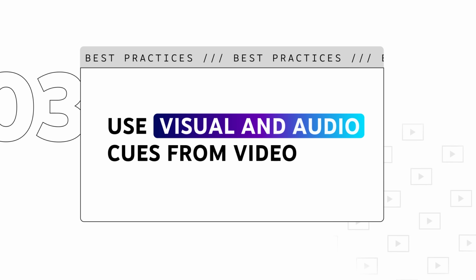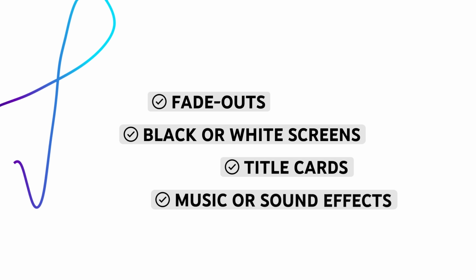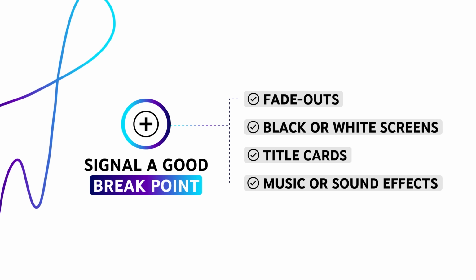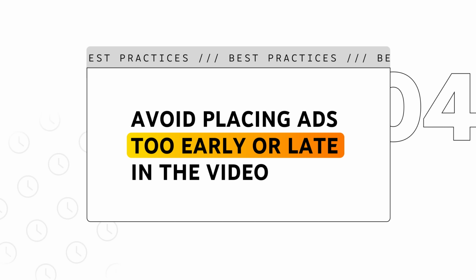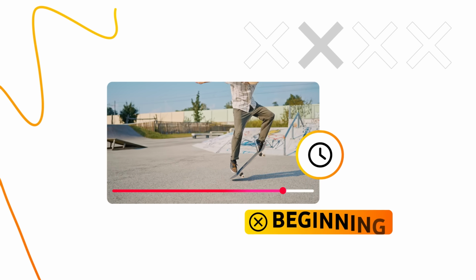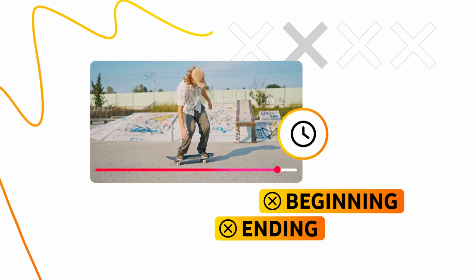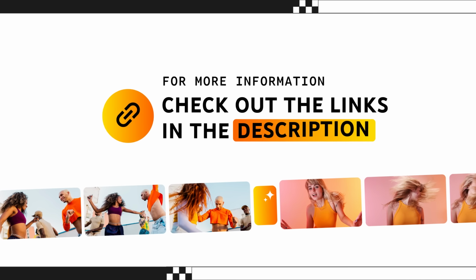Use visual and audio cues from video. Fade-outs, black or white screens, title cards, and changes in music or sound effects can signal a good breakpoint. Avoid placing ads too early or late in the video. Be careful of placing mid-roll breaks too close to the beginning and end of a video, as there may be pre- and post-roll ads. For more information on using mid-rolls on your videos, check out the links in the description.